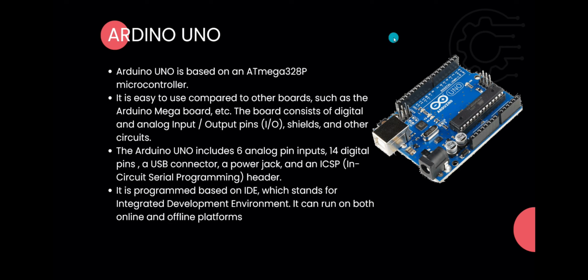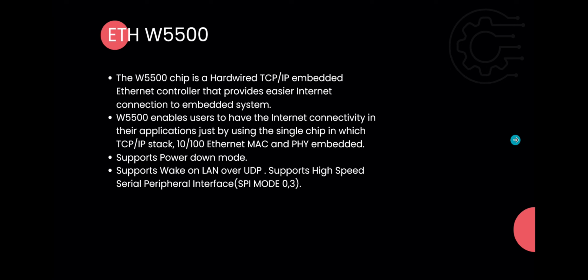So Arduino Uno is based on the ATmega328P microcontroller. It is easy to use compared to other boards such as the Arduino Mega board, etc. The board consists of digital and analog input-output pins, shields, and other circuits. The Arduino Uno includes 6 analog input pins, 14 digital pins, a USB connector, a power jack, and ICSP, which is called an in-circuit serial programming header. It is programmed based on the IDE, which stands for Integrated Development Environment. It can run on both online and offline platforms.